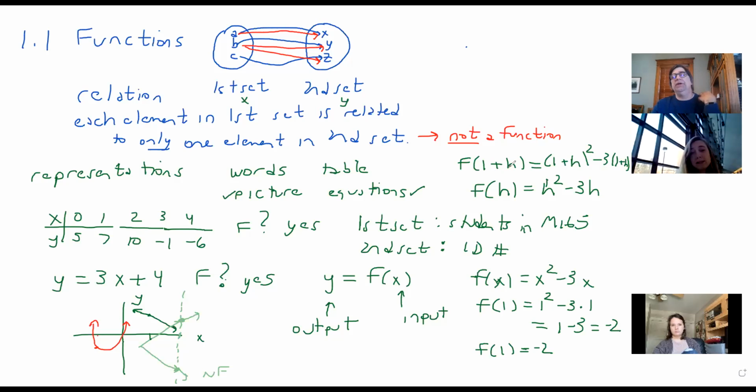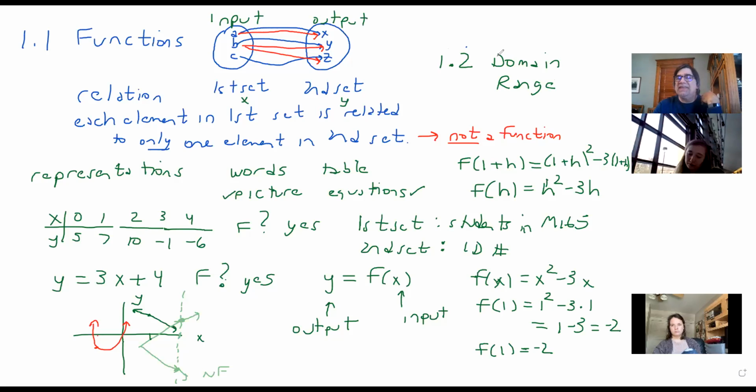So the terminology we use for functions, your first set are known as the inputs, your second set known as the outputs. The more technical terms that we're going to call the first set and second set in section 1.2 are domain and range.